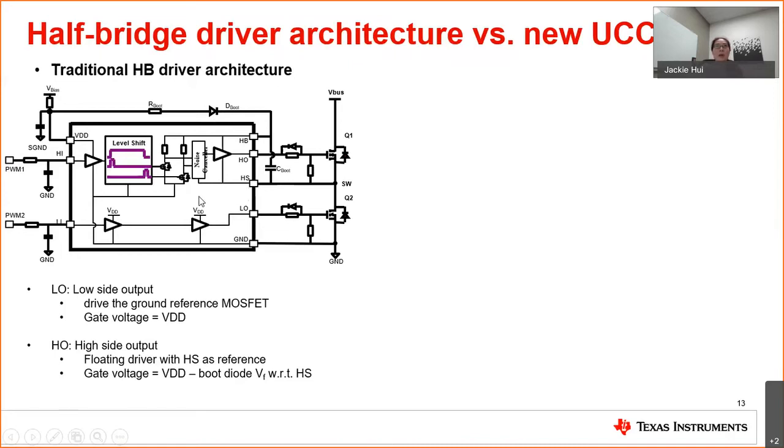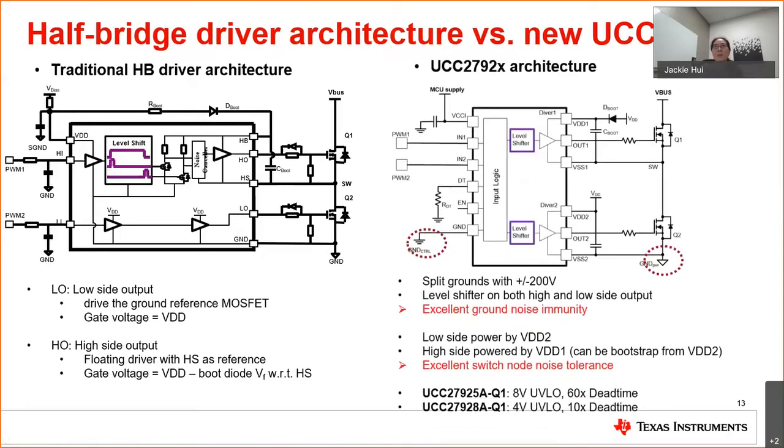So this is what a traditional half-bridge driver looks like. And what I mean by the new architecture is what I showed on the right-hand side in here, UCC2792X. So in this family, you can see the one big difference is both the high side and the low side have their own level shifter. So what it does is it improves the ground bounce immunity, or the ground bounce performance, especially on the low side because it has its own level shifter.